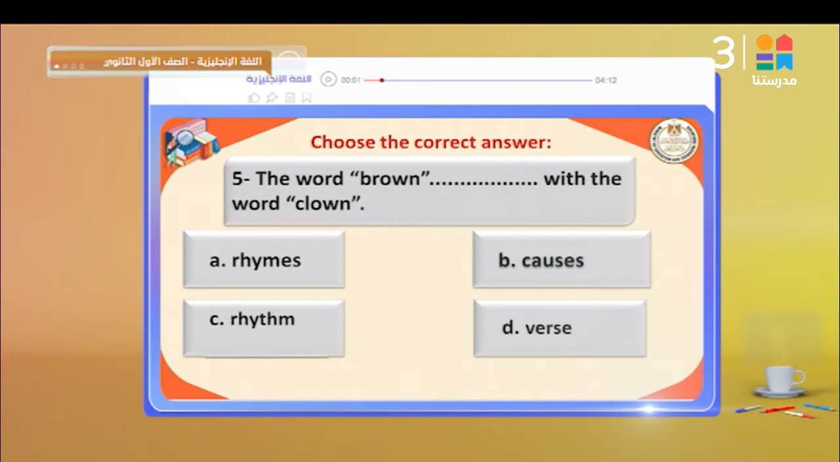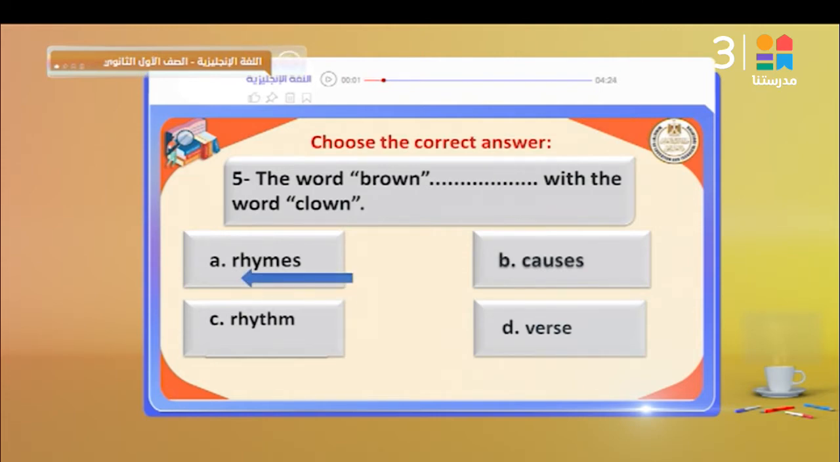Question number 5. The word brown with the word clown. Do you remember we have 2 important words in Unit 6, the word rhyme and the word rhythm? What is the difference between rhyme and rhythm? When 2 words have the same sound, when they end with the same sound, we say these 2 words rhyme. So here the word brown and the word clown end with the same sound.